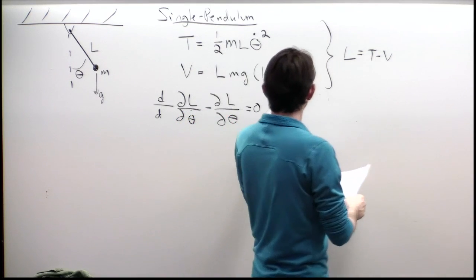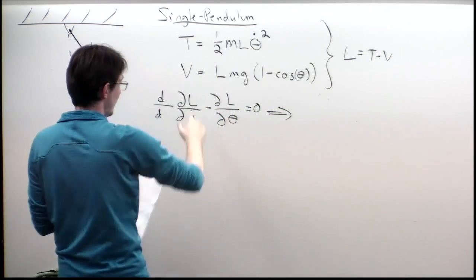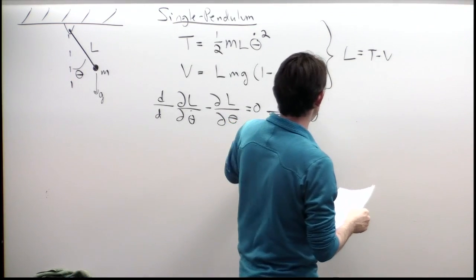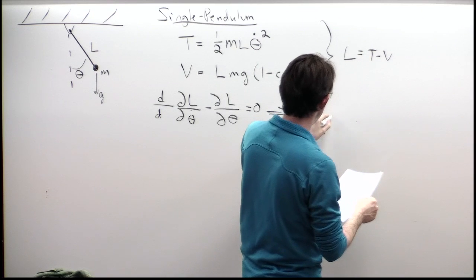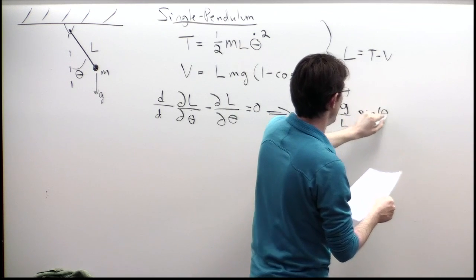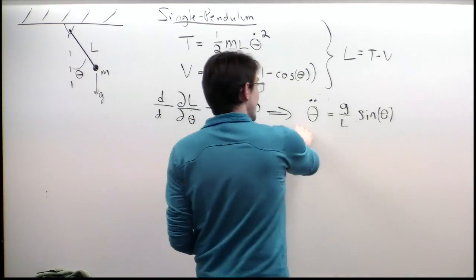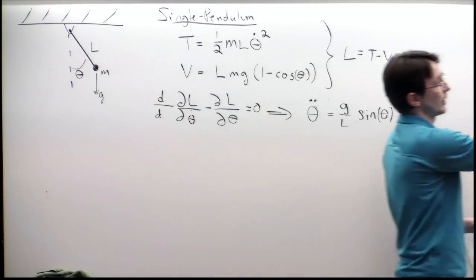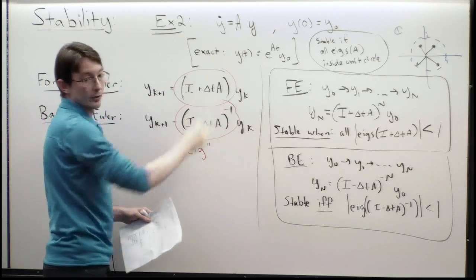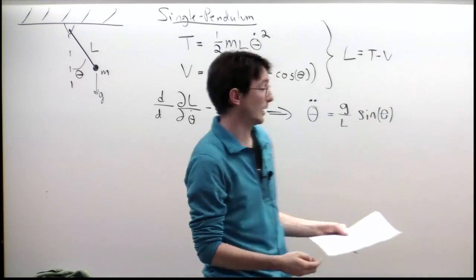Okay? And if we plug in our T and our V and our L, what we get is a very nice, simple differential equation. Theta double dot equals G over L sine theta. Nice, okay? But this is a second order differential equation, and we're looking for something that's a system of first order differential equations. So, any thoughts on how I can handle this?